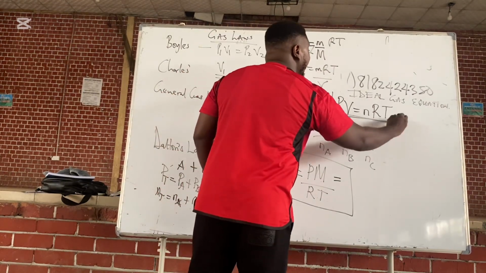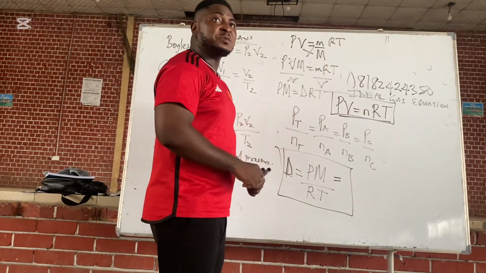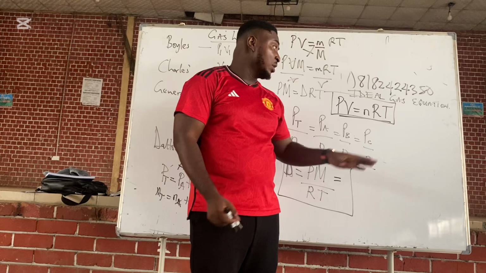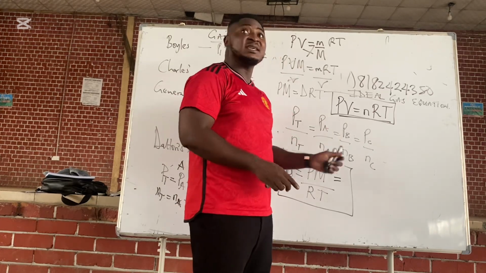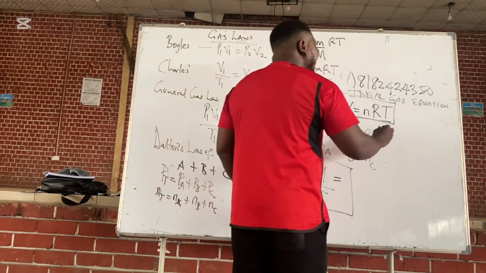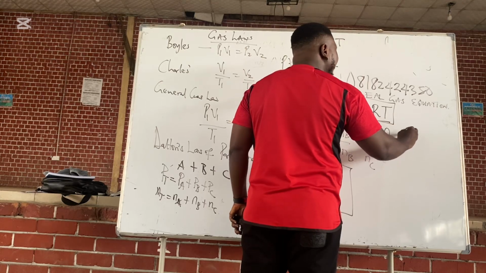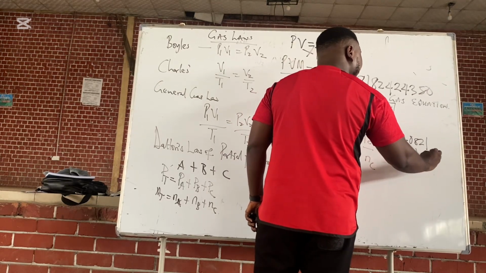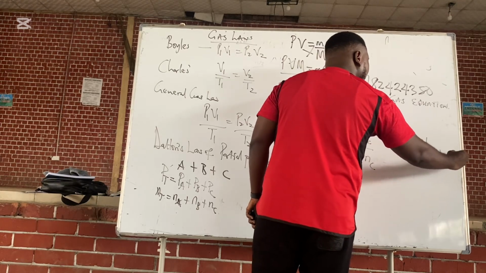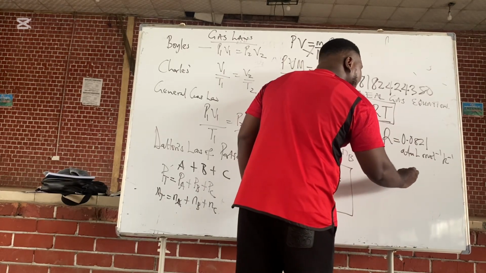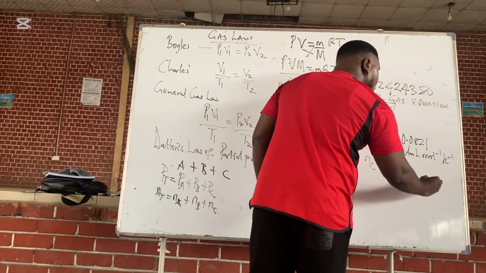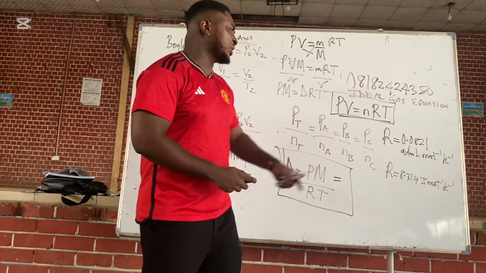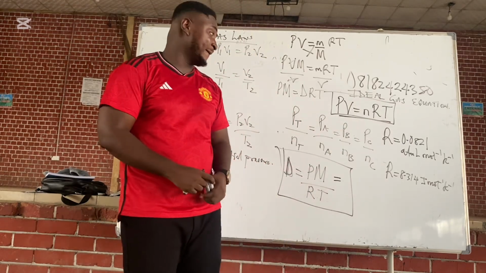But you can still use PV equals nRT. I'm assuming that you know what P means, pressure, right? V is volume, n is number of moles, R is the gas constant, T is temperature. Class, your gas constant R can be very confusing. It can either be 0.0821 atm liter per mole per Kelvin, or the gas constant can be 8.314 joules per mole per Kelvin. So when do we use 0.0821? When do we use 8.314?